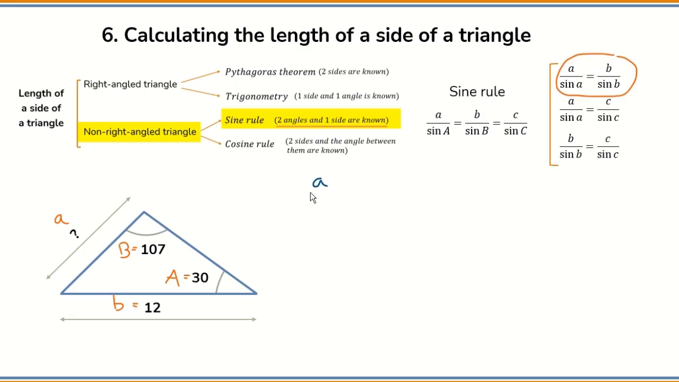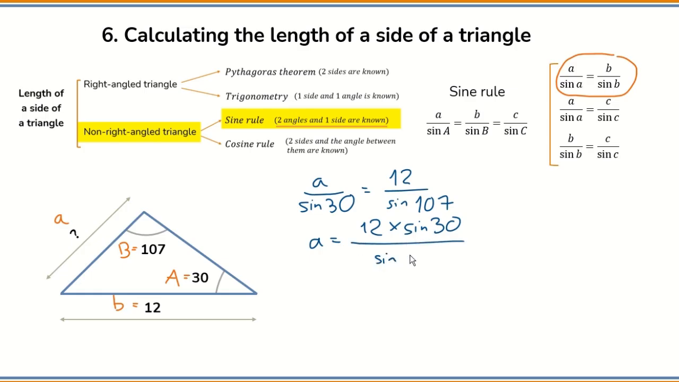A over the sine of 30 equals B, which is 12 over the sine of 107. If we rearrange this equation and multiply both parts of the equation by sine of 30, we will have that A equals 12 times sine of 30 over sine of 107. And this is 6.27.